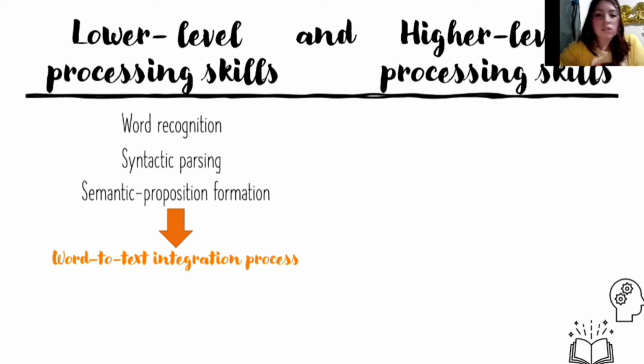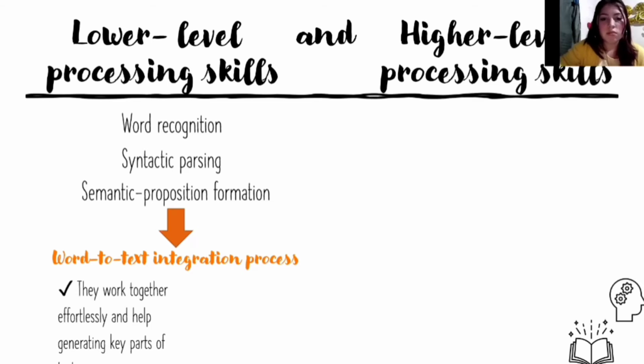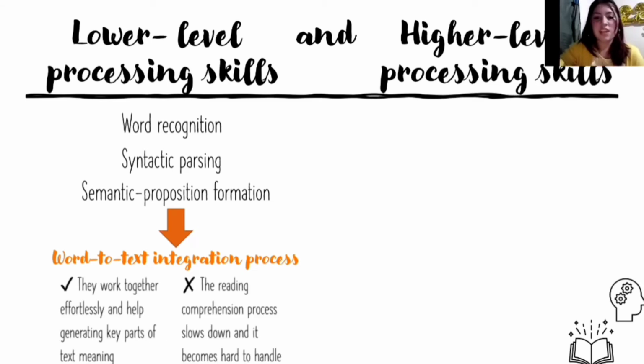These processes are not easily controllable in any conscious way and occur relatively automatically for the fluent reader. If all the processes function well, they will work effortlessly, generating key parts of text meaning. On the contrary, if they do not function in combination, the reader might pause to consider consciously what he or she is reading, and the reading comprehension slows down, becoming hard to maintain.